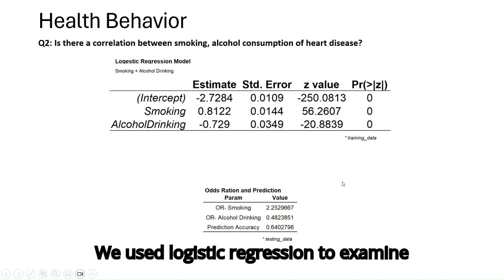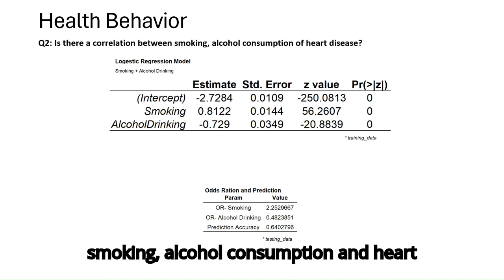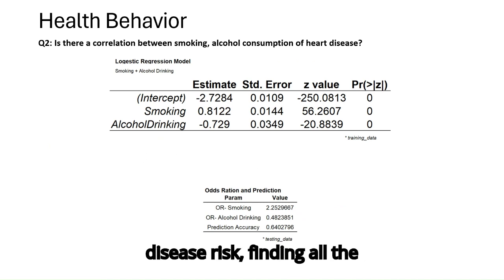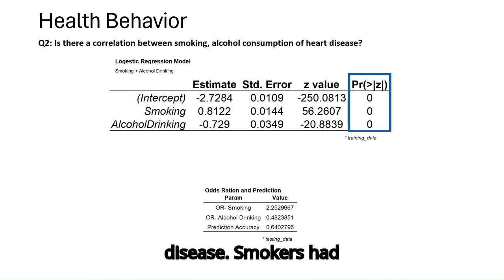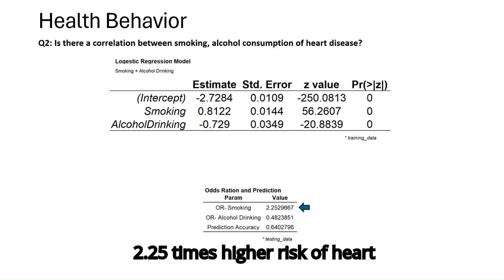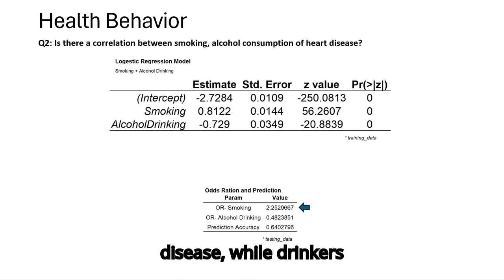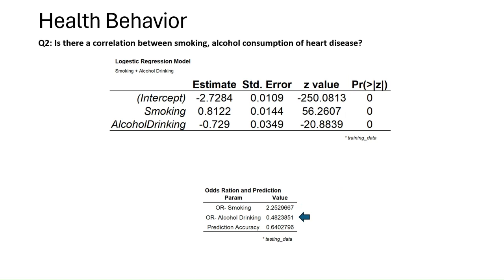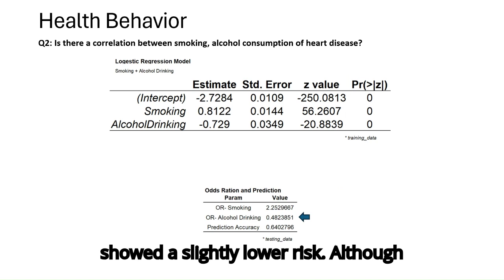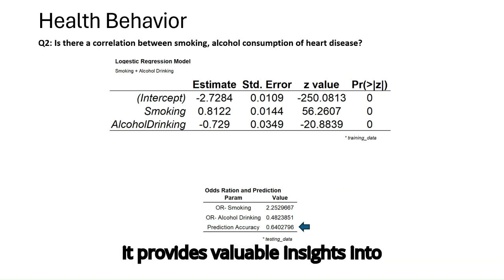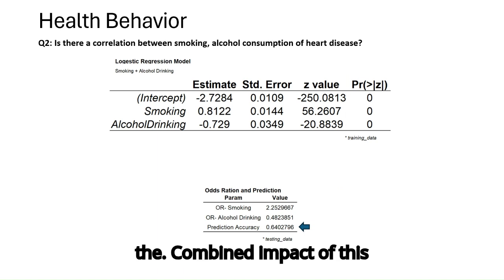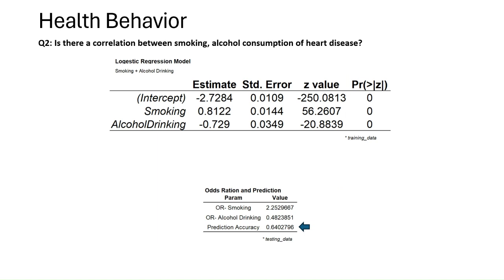We used logistic regression to examine smoking, alcohol consumption, and heart disease risk, finding all the parameters significantly related to heart disease. Smokers had 2.25 times higher risk of heart disease, while drinkers showed a slightly lower risk. Although the model's accuracy of 64% may not be high, it provides valuable insights into the combined impact of these risk factors on heart disease.